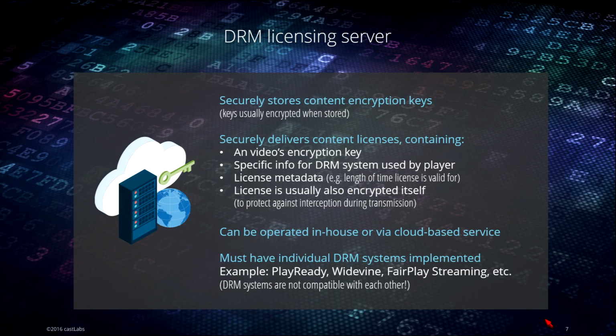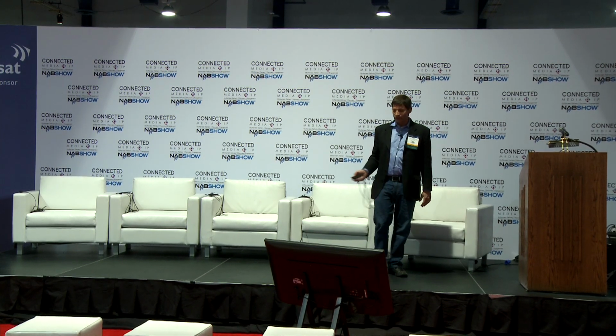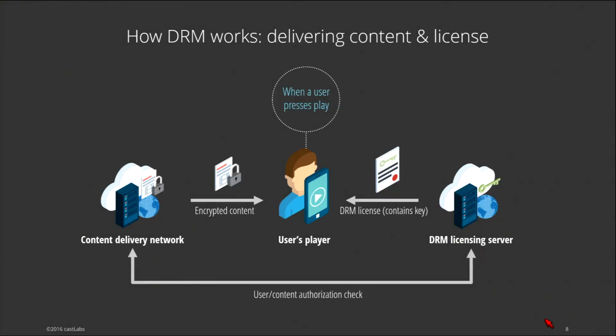You have chaos, basically. So examples that are out there include PlayReady from Microsoft, Google Widevine, FairPlay from Apple, CMLA-OMA, which is a software-based DRM, Marlin, and Adobe Access. But they're not compatible with one another. It's important to remember. Now, how does DRM actually work?